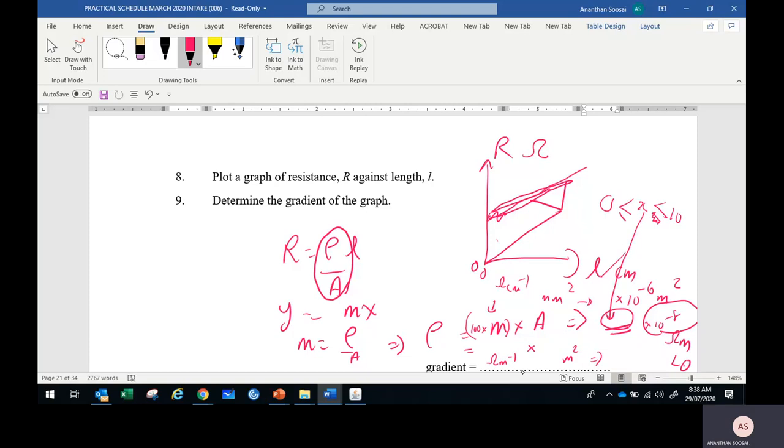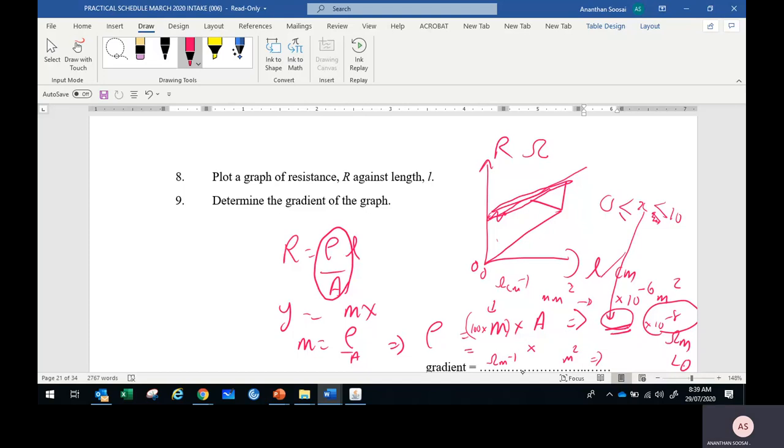Anyone got 10 power negative 8? Negative 7. Negative 7, okay. One low, one high is fine. Still in the range. Negative 7, negative 9, okay. Other than that, anyone get other than that, I think you lose the last mark.